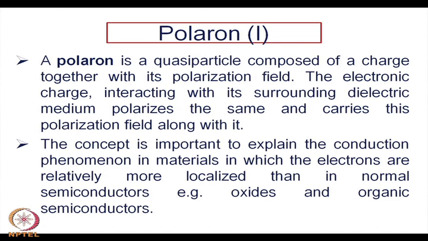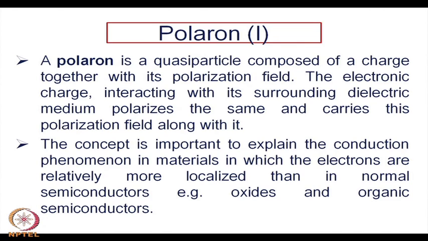Because of the interaction of the phonons, the characteristics of the free electron are slightly different. In fact, its effective mass is also different, and it is as if it has a larger size. Okay. So, it carries that polarization field along with it, and that is why it is called a polaron.